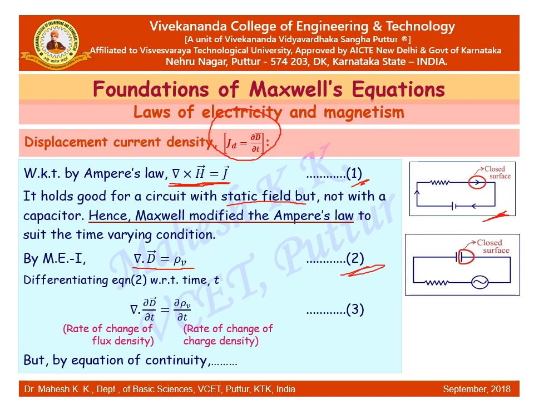Differentiate that with respect to T, just a mathematical operation. So del dot dou D by dou T is equal to dou rho V by dou T. That means the left hand side is nothing but the rate of change of flux density, and the right hand side is nothing but the rate of change of charge density. Let them be equal.